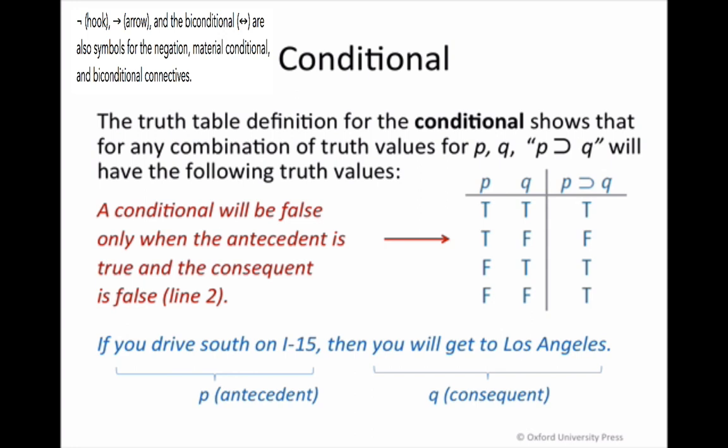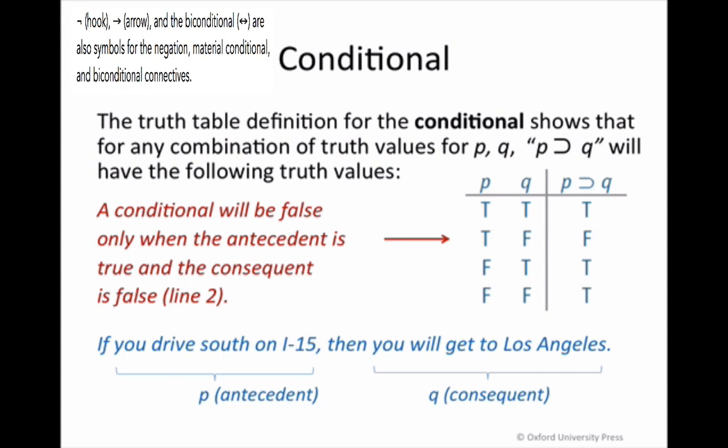So what I'm doing is I'm mapping the definition of the truth values for the conditional onto our understanding of a valid argument. We know that an argument is invalid, look at row 2 of the truth table here, when the premises are true and the conclusion is false. A conditional is false when the antecedent's true and the consequent is false.